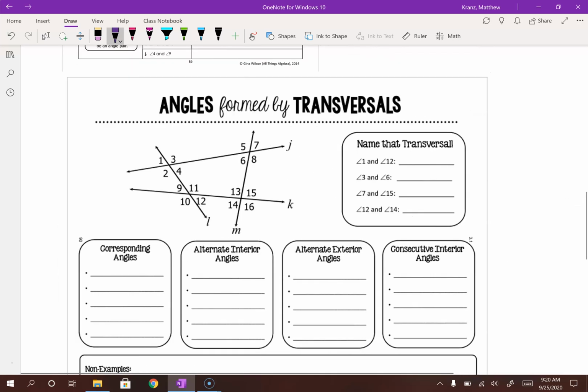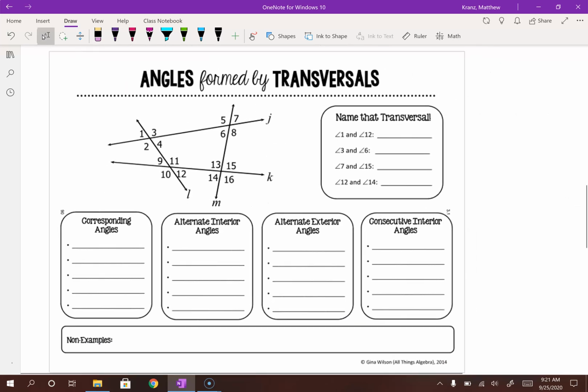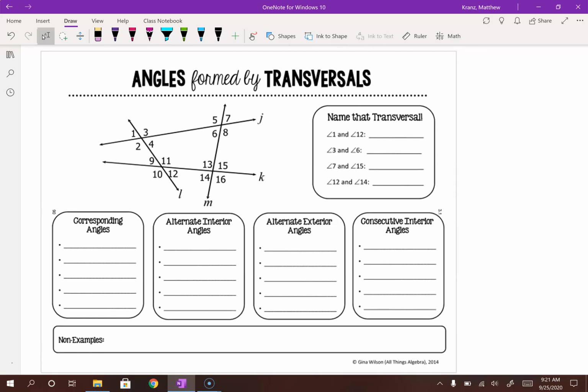Okay, so here's just a little cheat sheet that you should make about angles that are formed by a transversal. This is meant for you to fill out and help you. All right, so I'll do some of them for you to help you out. So name that transversal. It wants to know, what is the transversal that angle 1 and angle 12 is on? When I look at angle 1 and angle 12, you see how they're on this transversal here, because that's the line that cuts those in half, that goes between two others. So that transversal is line L.